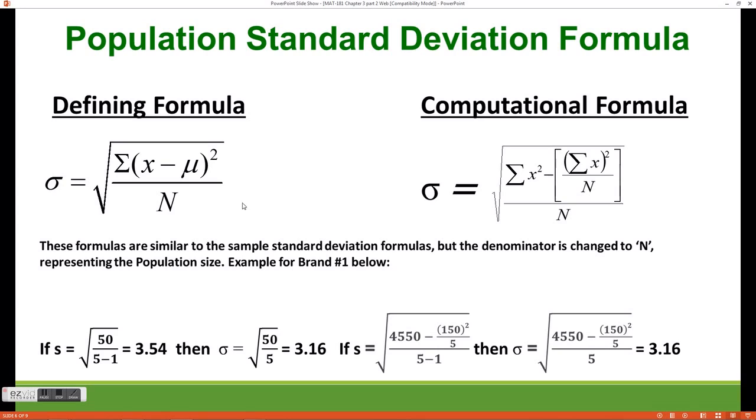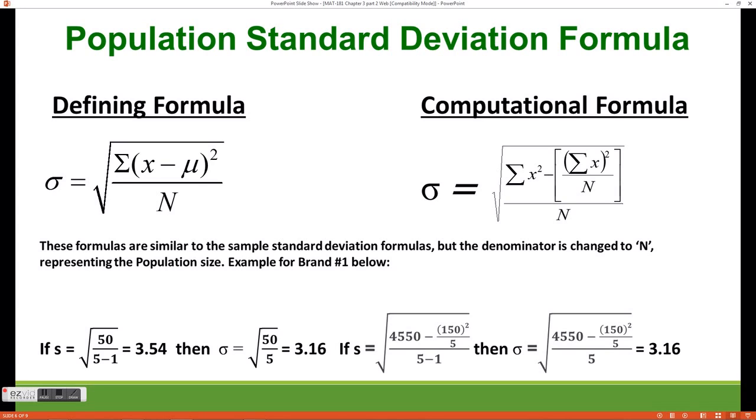While the formulas look very different, there's actually only one minor change, and that is, instead of the denominator being n minus 1, we instead divide by just n. I use the capital N because a lowercase n represents sample size, and a capital N represents population size. If the data we had for the tires was population data instead of sample data, I wouldn't have to do all my calculations over again, because the numerator for each formula would be the same. Instead, all I would do differently is divide by 5 instead of dividing by 5 minus 1.